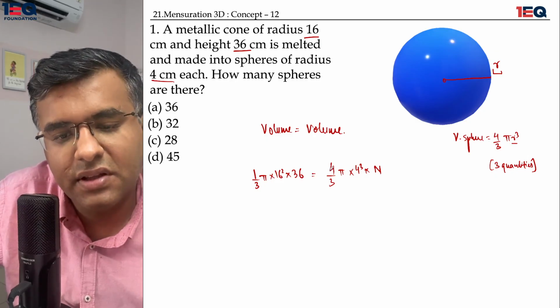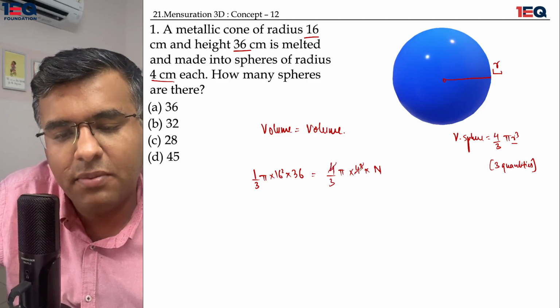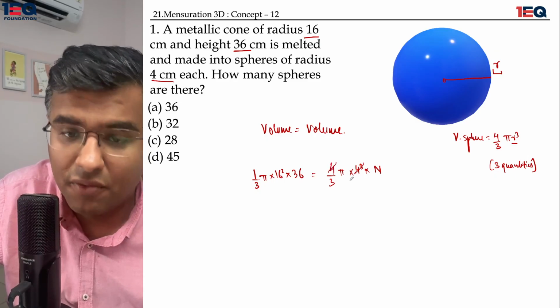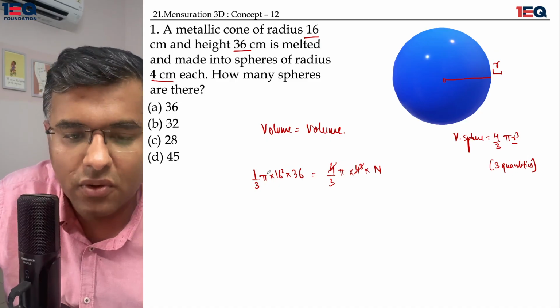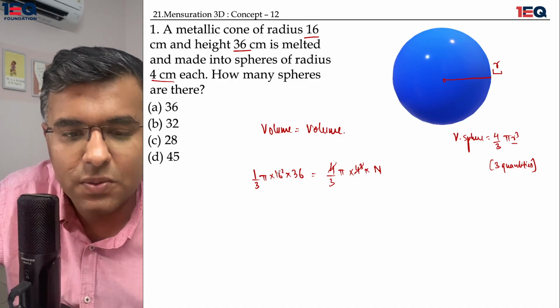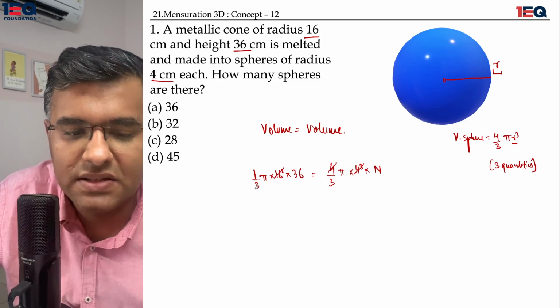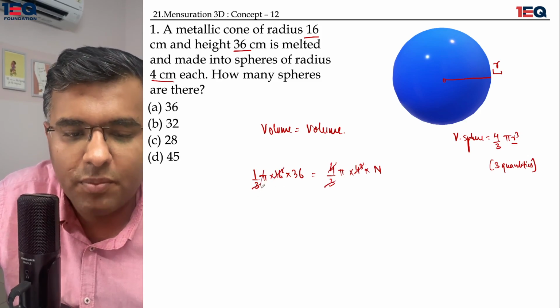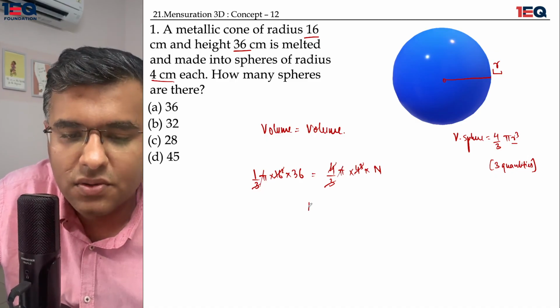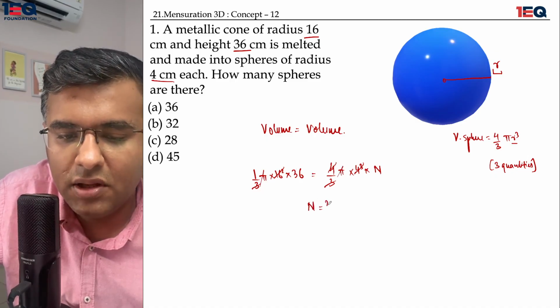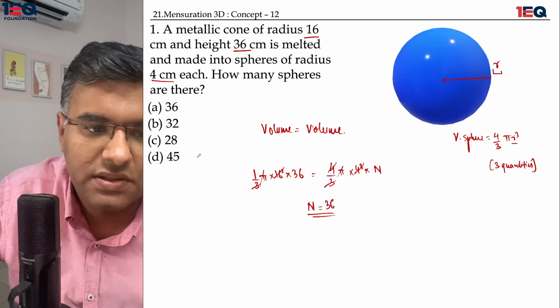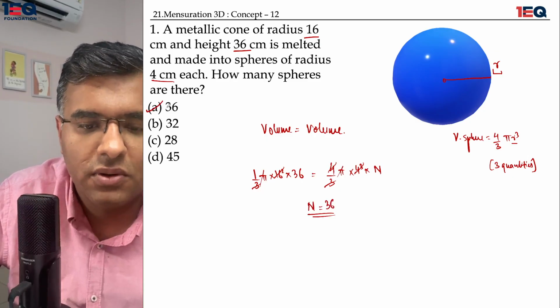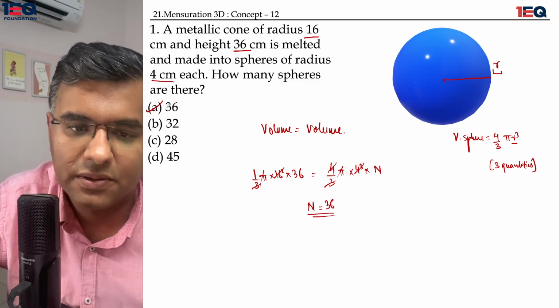There's a very interesting thing that we have. If I multiply 4 with itself 4 times, or 4 raised to the power 4, then that is equal to 16 square. So both of them get cancelled out very easily. The 3 is gone with 3, the pi is gone with pi. So here I am left with n being equal to 36, which is my final answer.